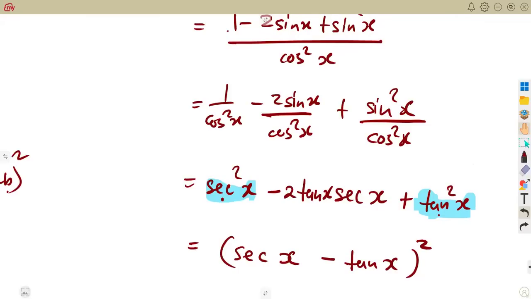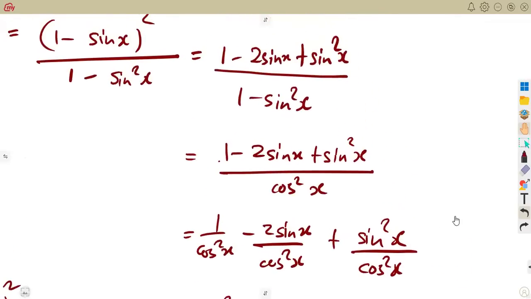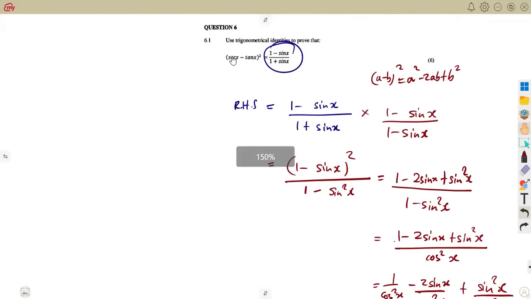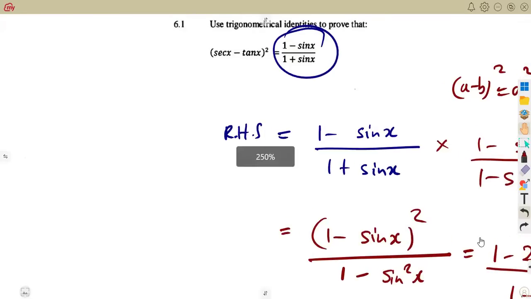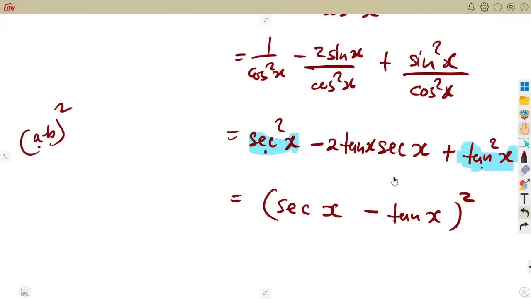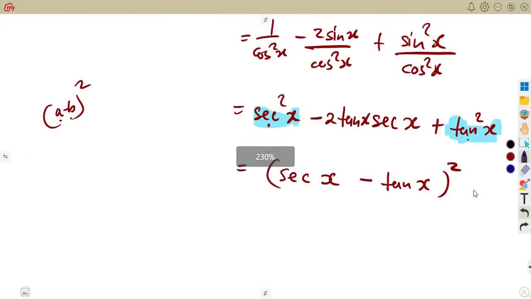Before, how was it done? It's in your hands. As you can see, it is exactly our left-hand side, (sec minus tan x) squared. So this is exactly our left-hand side. Just like that.